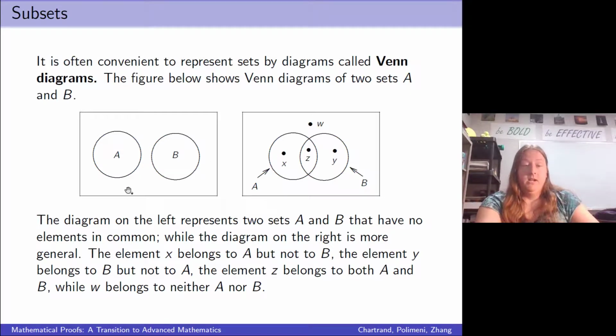When I look at this figure right here, this is telling me A and B have nothing in common, right? They're just living there. If I have them overlapping like this, in the way you're used to seeing a Venn diagram, I have my set A, and I have X is in the set A, but it's not in B. I have Y over here is in B, but not in A. Z is living in the middle. It's in A and B. It falls in both circles. And I have W up here that doesn't live in either A or B, all right?